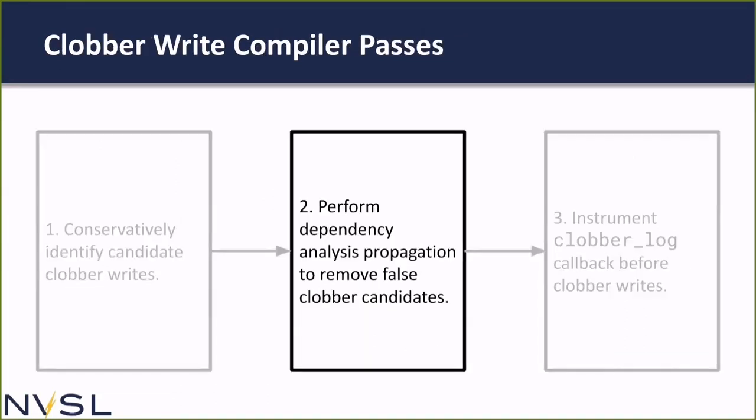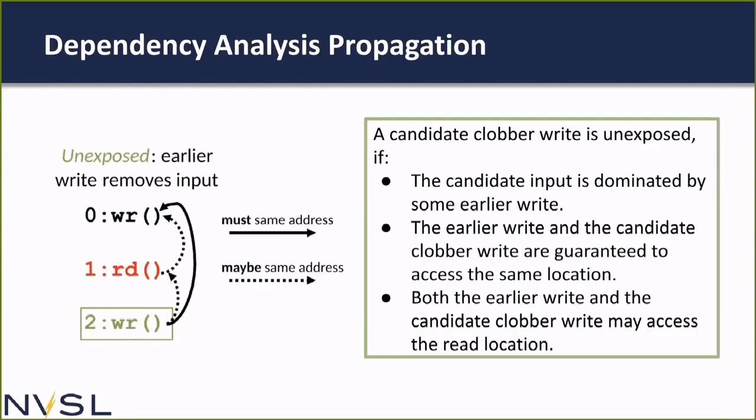To reduce clobber logging cost, we perform additional dependency analysis to remove candidate clobber writes that can never be true clobber writes. We target 2 general types of false clobber candidates. The first type is called unexposed. This false candidate may be the first write to overwrite a candidate input, but if it does, it is provable that the input candidate is a false input.